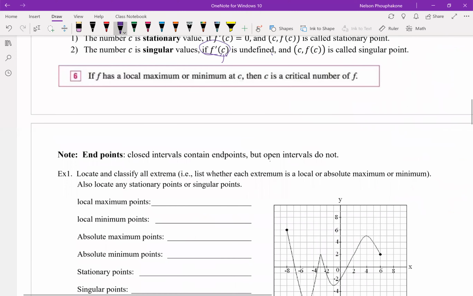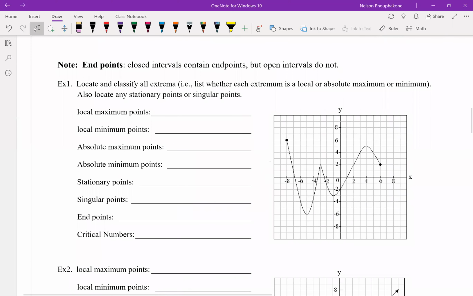Now let us look at the following example. Of course the closed interval contains endpoints, but an open interval does not. We would like to locate and classify all extrema, i.e. list whether each extremum is a local or absolute max or min. Also locate any stationary points or singular points.